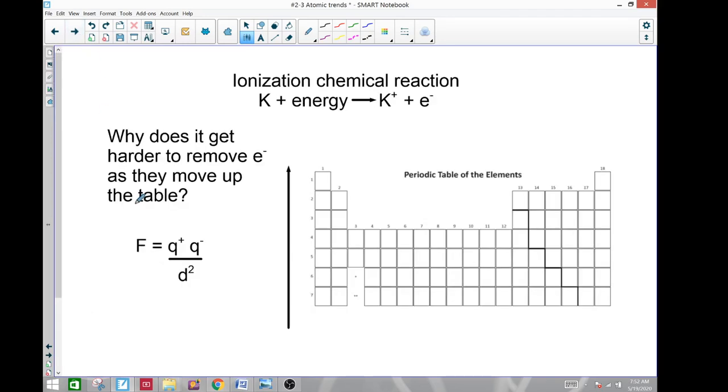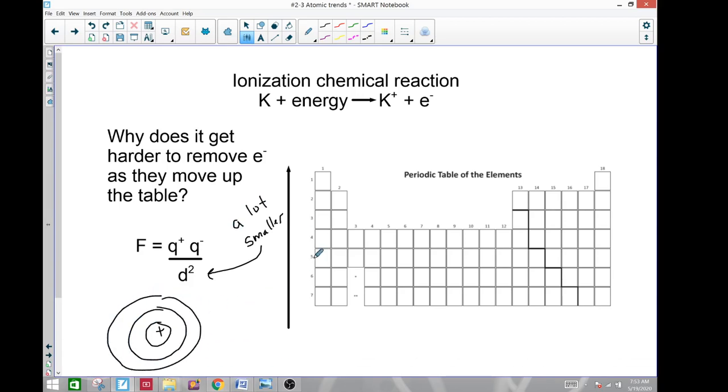So let's review these concepts here. Why does it get harder to remove an electron as they move up the table? Well, that's simply because they get smaller. Okay? And not just a little bit smaller, a lot smaller. We're losing energy levels. Remember, each row of that periodic table represents an energy level. So every time we move up and down an energy level, we go from having one energy level to having 2 energy levels to having 3 energy levels. That electron is just super far away. It gets easier and easier to remove.